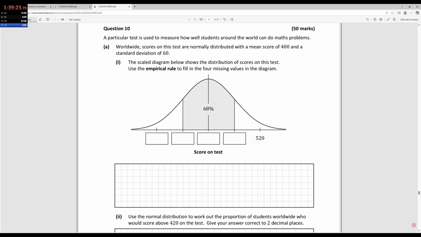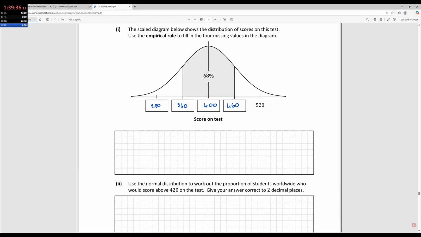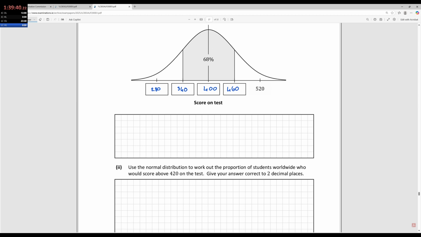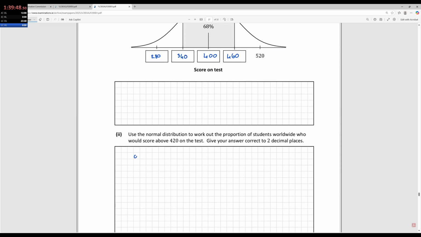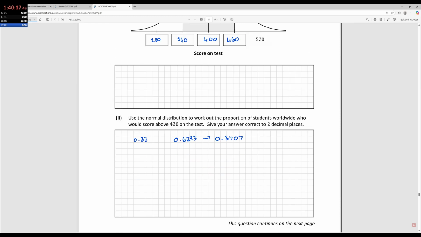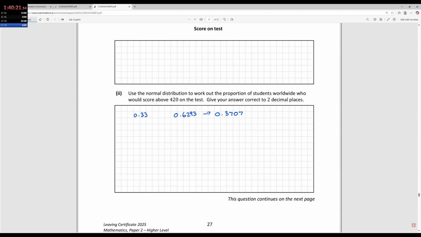Worldwide scores on this test are normally distributed with a mean of 400 and a standard deviation of 60. Use a normal distribution to work out the proportion of students worldwide who would score above 420. So that is a z-score of 0.33. I don't know those values, so I'm going to have to go to 0.33, and that number is 0.6293. But they want what's above that, so it has to change the opposite way around, which is 0.3707. Okay, hopefully that's not bad, actually.